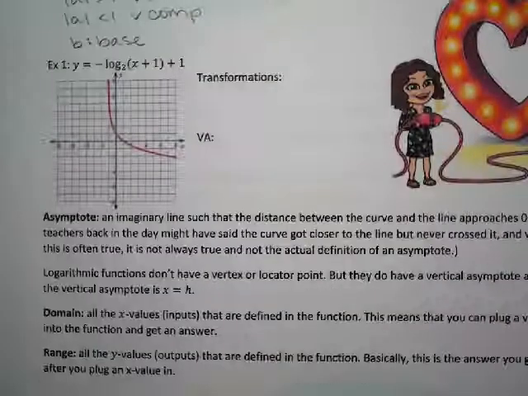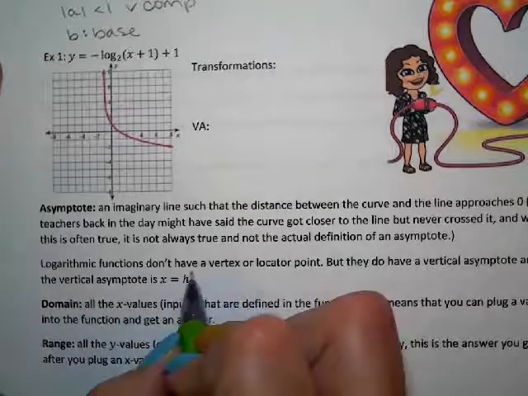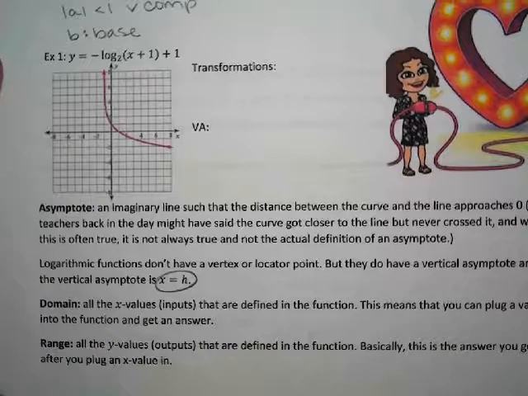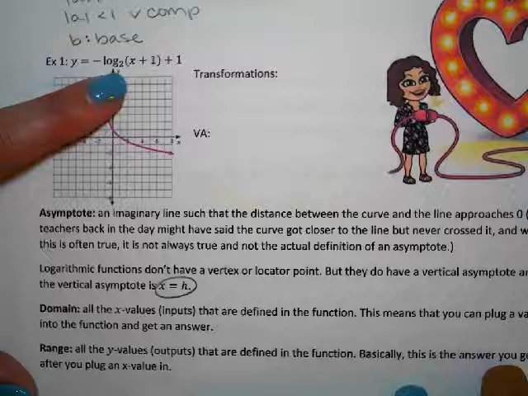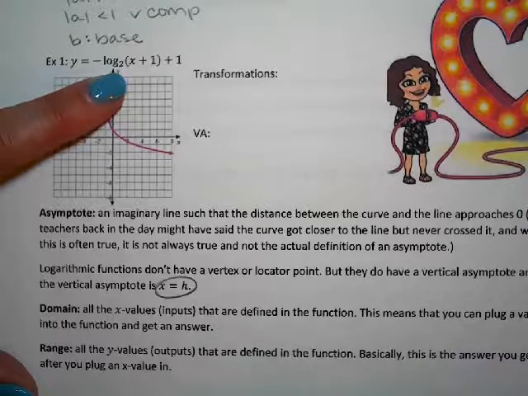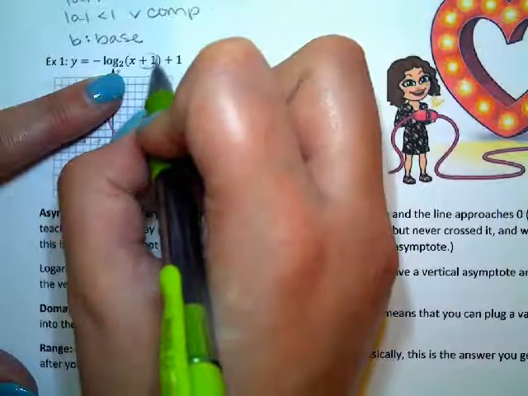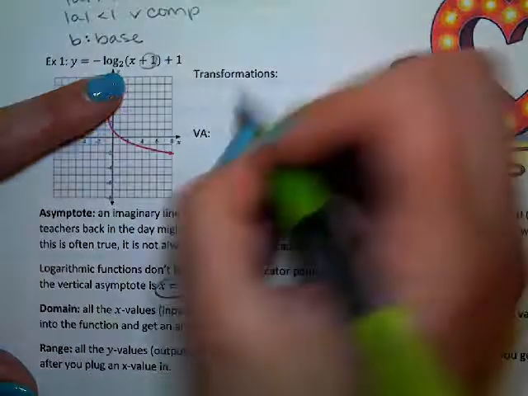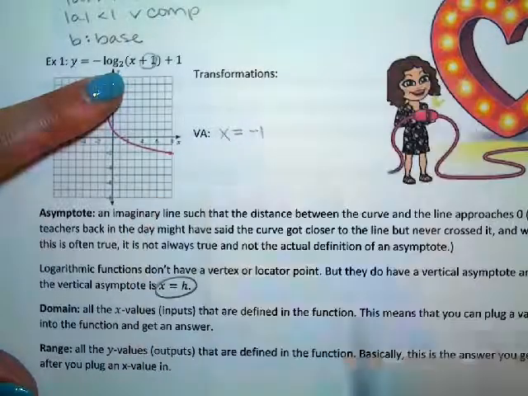So like I said before, logarithmic functions have a vertical asymptote at x equals h. They don't have a vertex or locator point. So if we look at this equation right here, negative log base 2 of x plus 1, with a plus 1 on the end. For the vertical asymptote, we're going to do the opposite sign of this part right here, just like we normally would if we were finding the vertex or the locator point. So we're going to say the vertical asymptote is x equals negative 1.